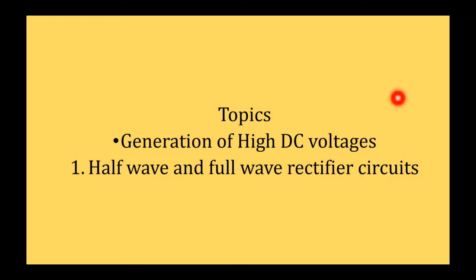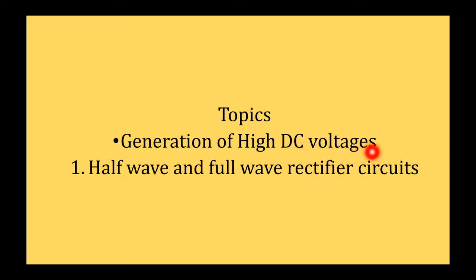As we know, we can generate DC voltages using DC generators, but if you want to generate voltage in terms of kilovolts or megavolts, it is very difficult to achieve with DC generators. Why is it very difficult? Because if the voltage generated is more, obviously the insulation requirement also has to be very high. So that is why we use some alternate methods to generate the DC voltages.